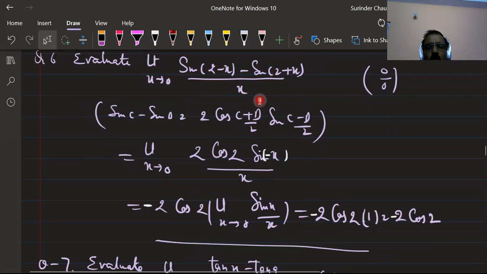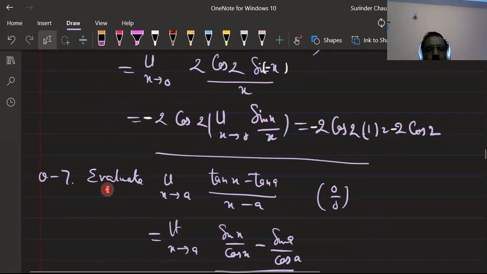This is the answer. Now evaluate the limit as x approaches a of (tangent x minus tangent a) upon (x minus a).